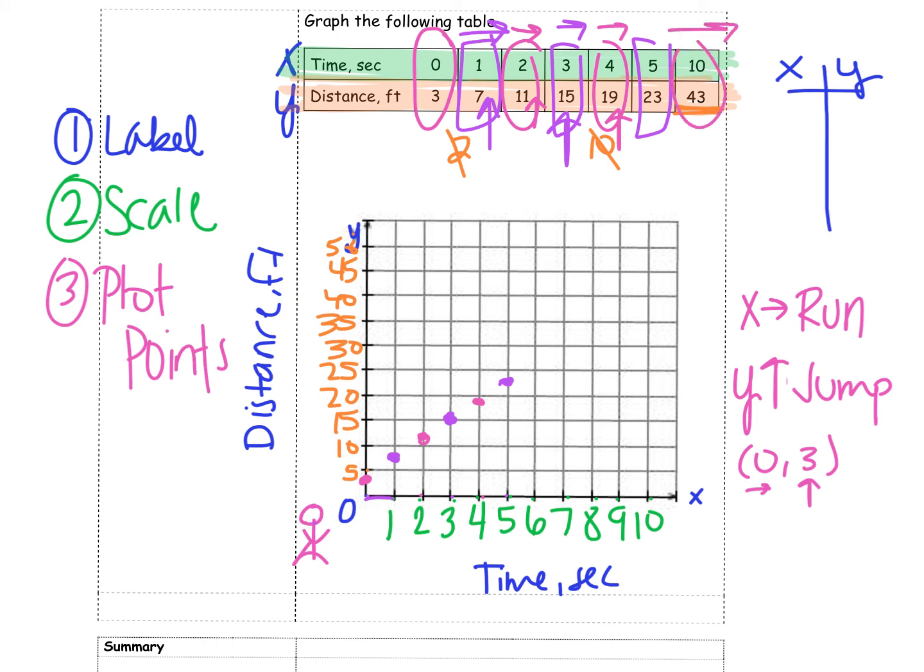And then my last one is run to 10. So I'm going to run all the way to 10. And then jump to 43. So there's 40, 43. Perfect.